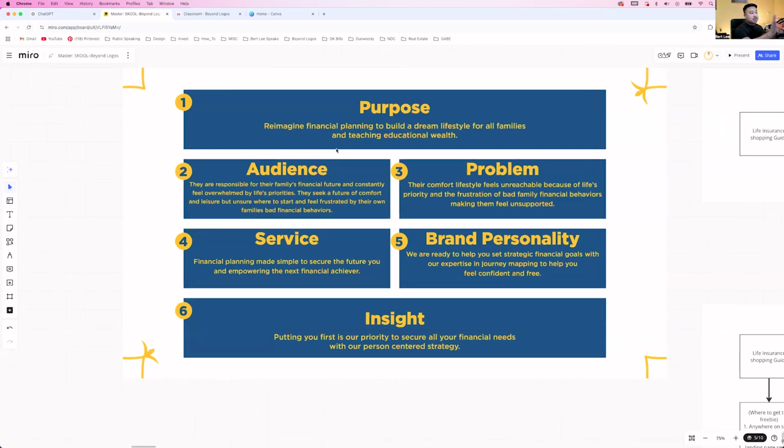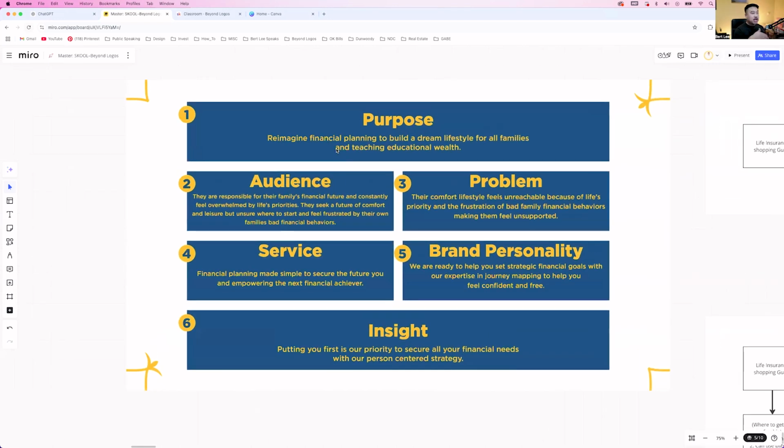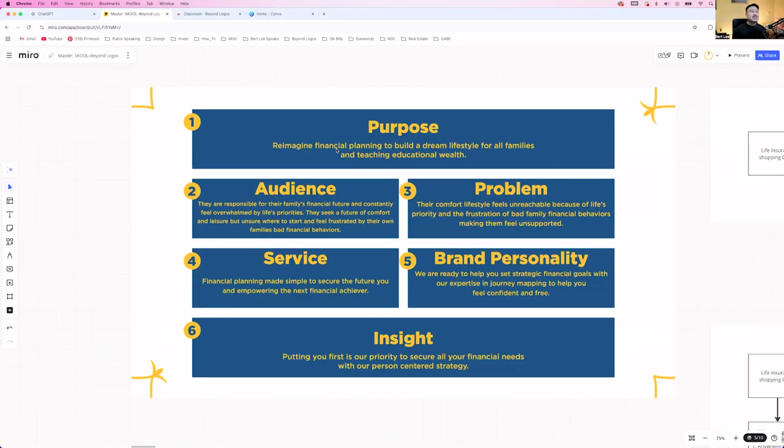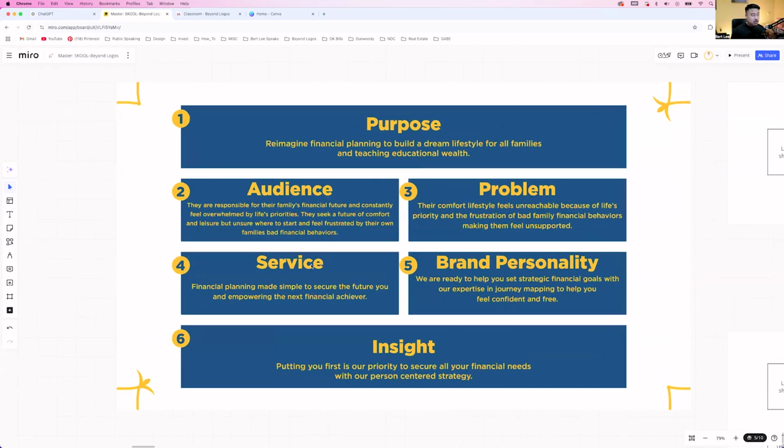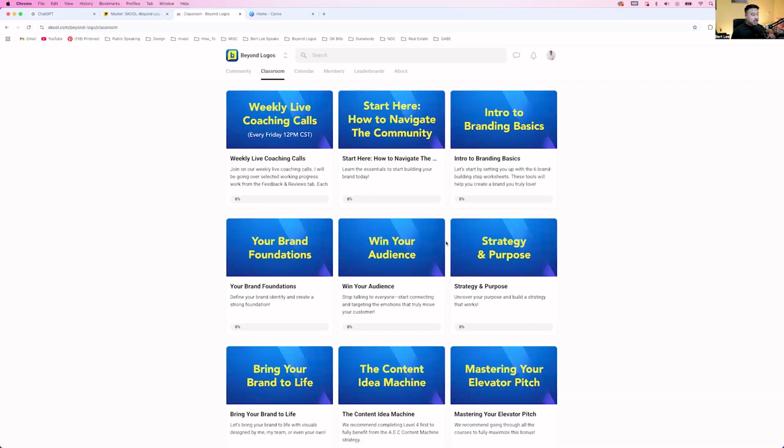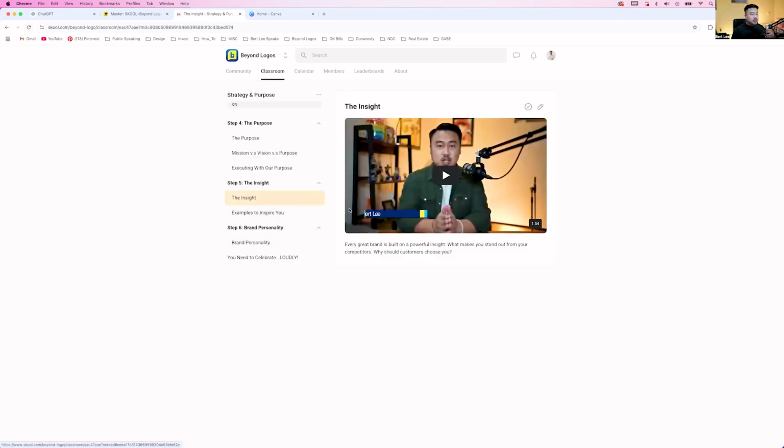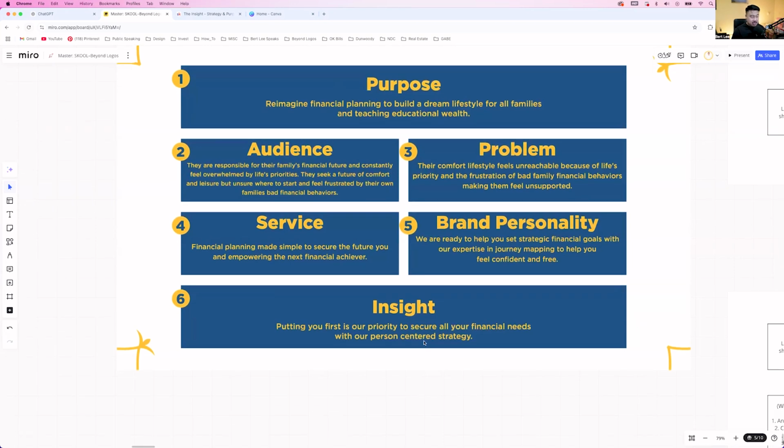Okay, so now that we have completed this, let's dive deeper into how to turn this into a lead magnet. You don't necessarily need a brand one pager to create a lead magnet. You really only need your purpose statement, your service statement, or your problem statement. Those 3 can help you create a powerful lead magnet. But in this case, inside of my classroom, once we have identified our insight, which is under brand strategy and purpose, our insight right here. Once you've learned how to create your insight, this little guy right here, this is what's really going to help you build your freebies and lead magnets.